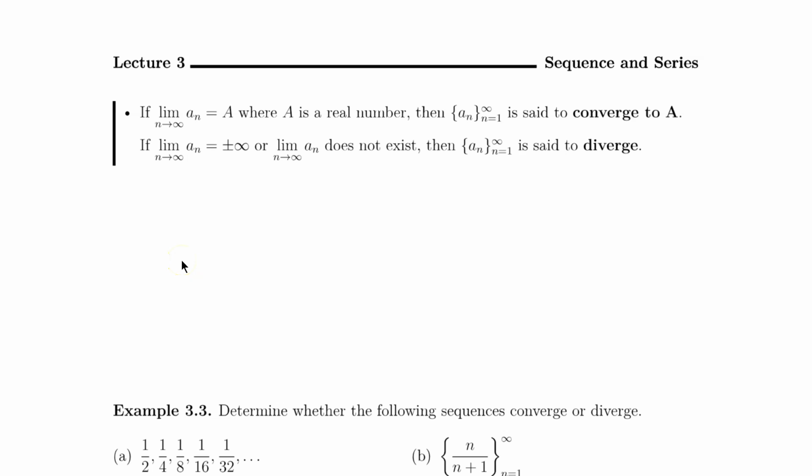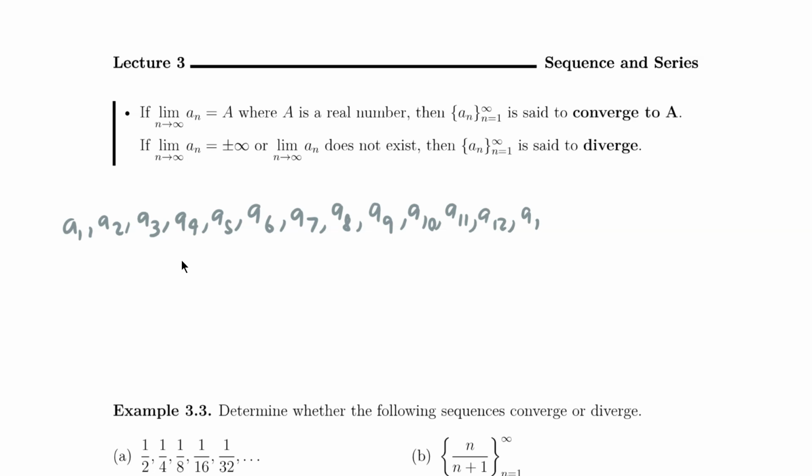So a sequence is just a very long list of numbers. Let's say I have a sequence A1, A2, A3, A4, A5. These are just some numbers, by the way. If we continue, I'm going to have A6, A7, A8, A9, A10. Then it will be A11, 12, 13, and 14, and so on.